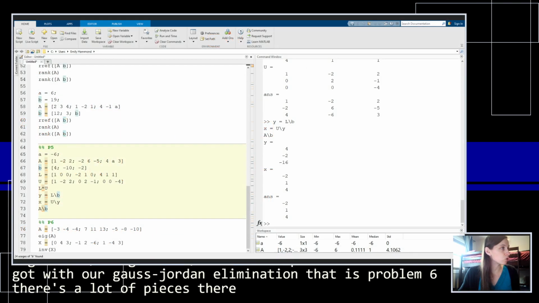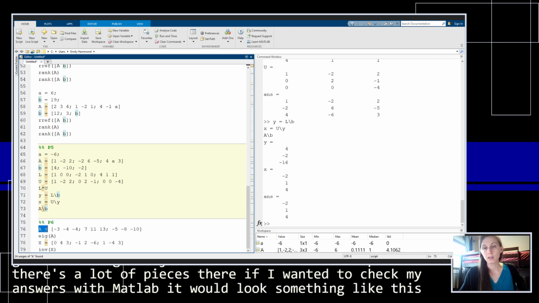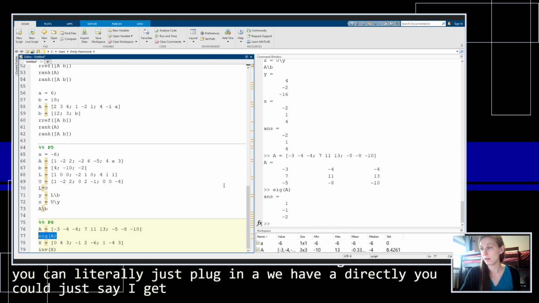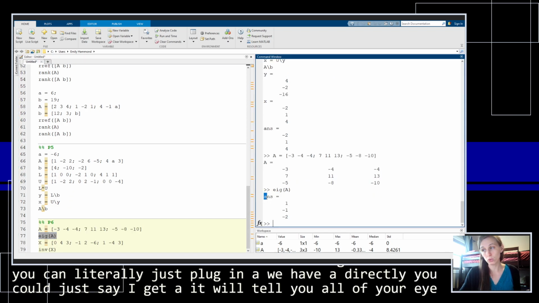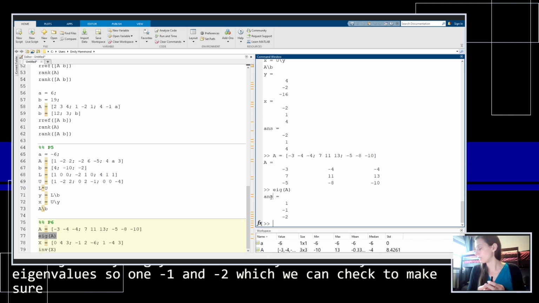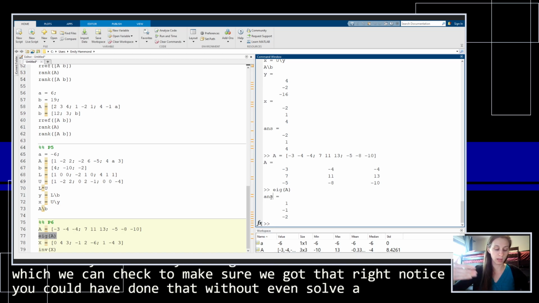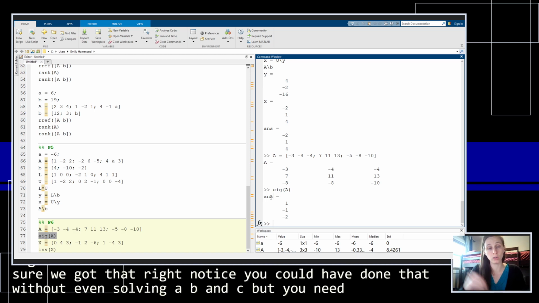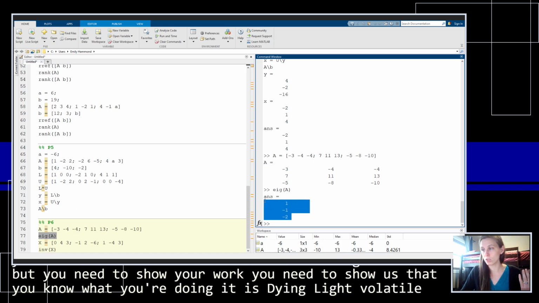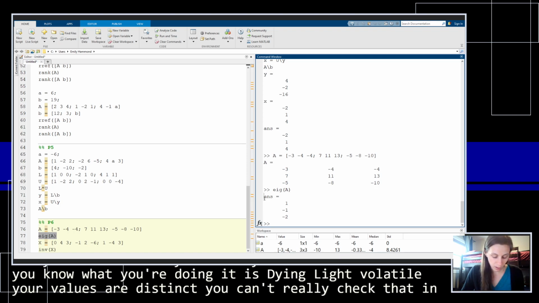If I wanted to check my answers with MATLAB, it would look something like this. You could literally just plug in A. We have A directly. You could just say eig A. It will tell you all of your eigenvalues. So 1, -1, and -2, which we can check to make sure we got that right. Notice you could have done that without even solving A, B, and C, but you need to show your work. You need to show us that you know what you're doing. It is diagonalizable. The eigenvalues are distinct. You can't really check that in MATLAB. You just need to know that.